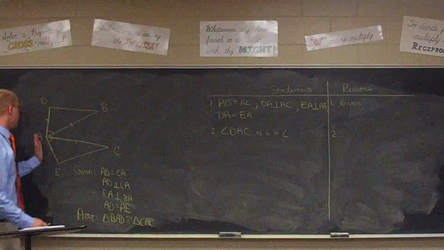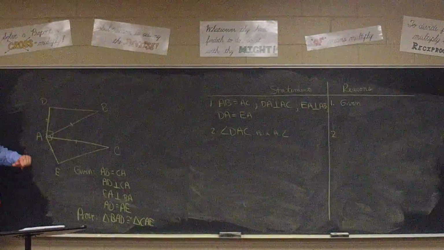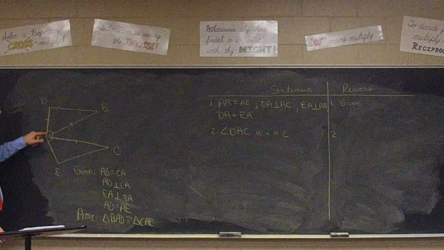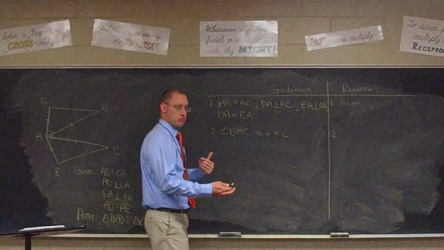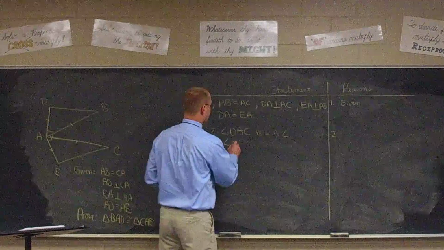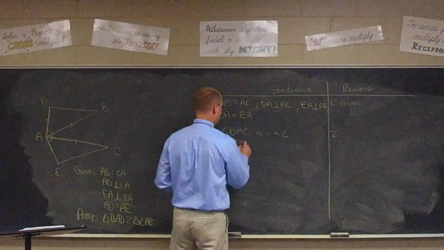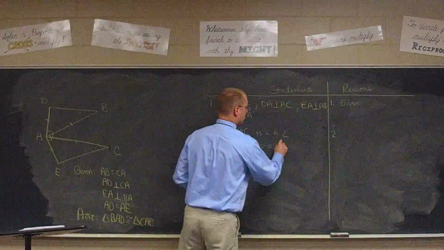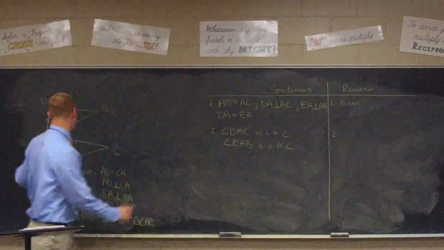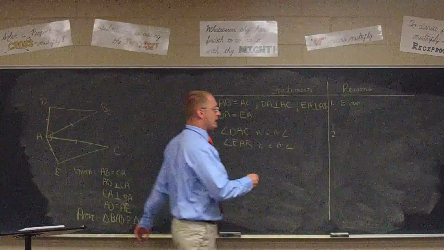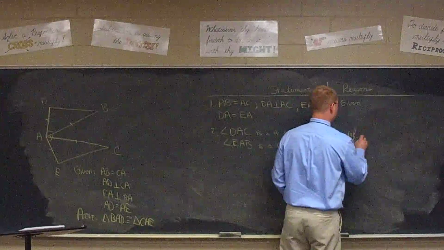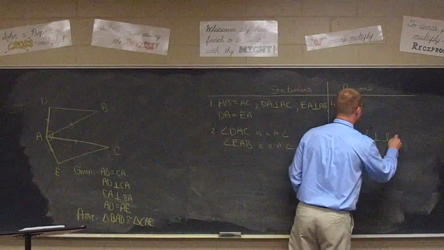Furthermore, if EA and BA are perpendicular, well, that means that angle EAB must be a right angle. Angle EAB is also a right angle. How do I know these are right angles? Definition of perpendicular lines. I have perpendiculars. They make right angles. Definition of perpendicular lines.